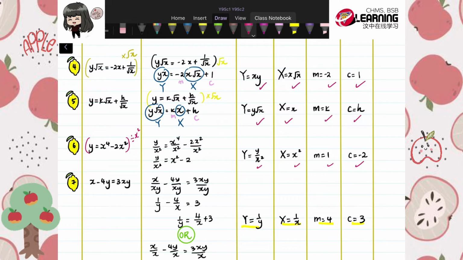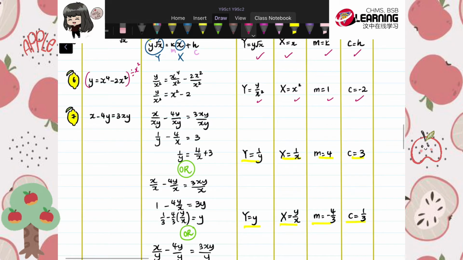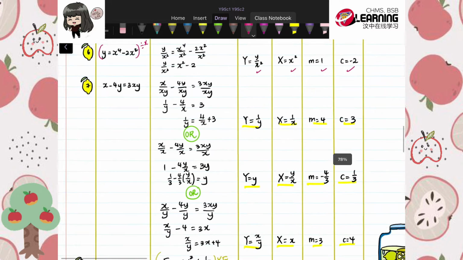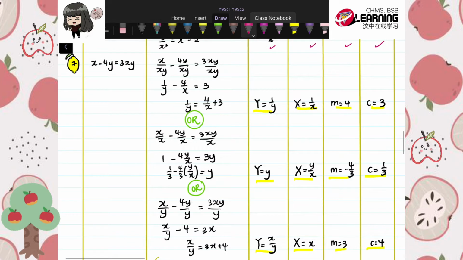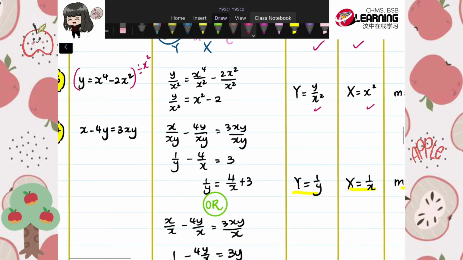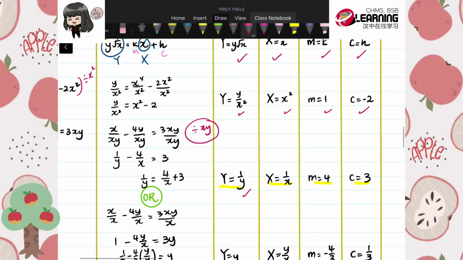Alright, so question number 7. Look at question number 7. There are a variety of answers here. I've shown you a few of the possible answers. The first possible answer is that the working is by dividing by xy. This whole thing is divided by xy in this case. If you divide by xy, then your big Y will be 1 over y, big X, and m and c here. Your big Y and big X have no constants, and your m and c have no variables. So this is acceptable.